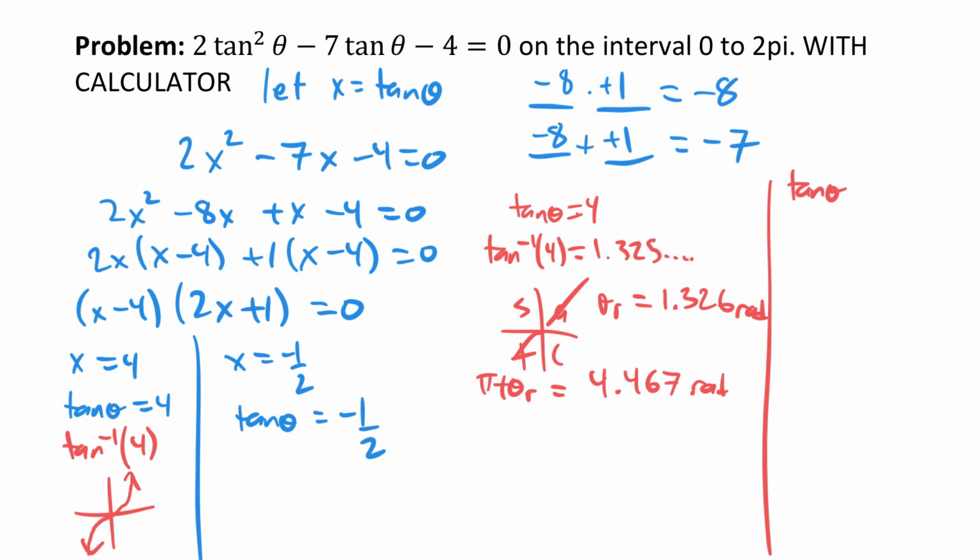Then we have tan theta equals negative a half. So we do tan inverse of 1/2. That's going to give 0.463 and so on.